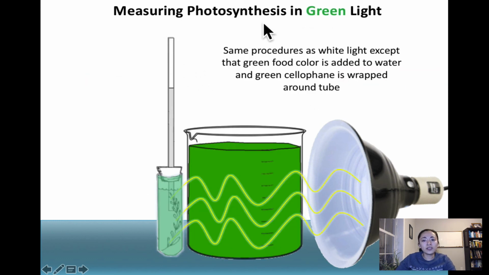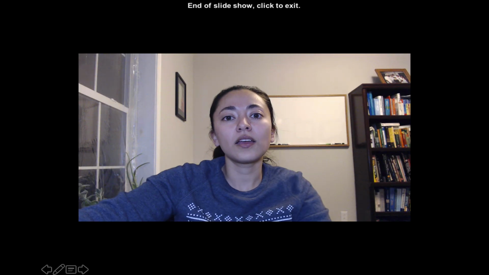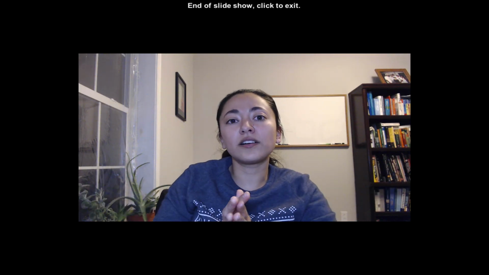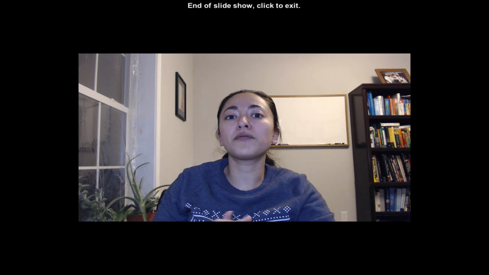To measure photosynthesis in green light, you're going to use the exact same procedures as white light, except that you're going to use green food coloring and add that to this beaker so only green light is going through, and you're going to wrap the tube in green cellophane so that only green light can enter that tube as well. And then this will allow us to measure the effects of only green light being absorbed by a plant. All right, that is the end of the overview of photosynthesis.